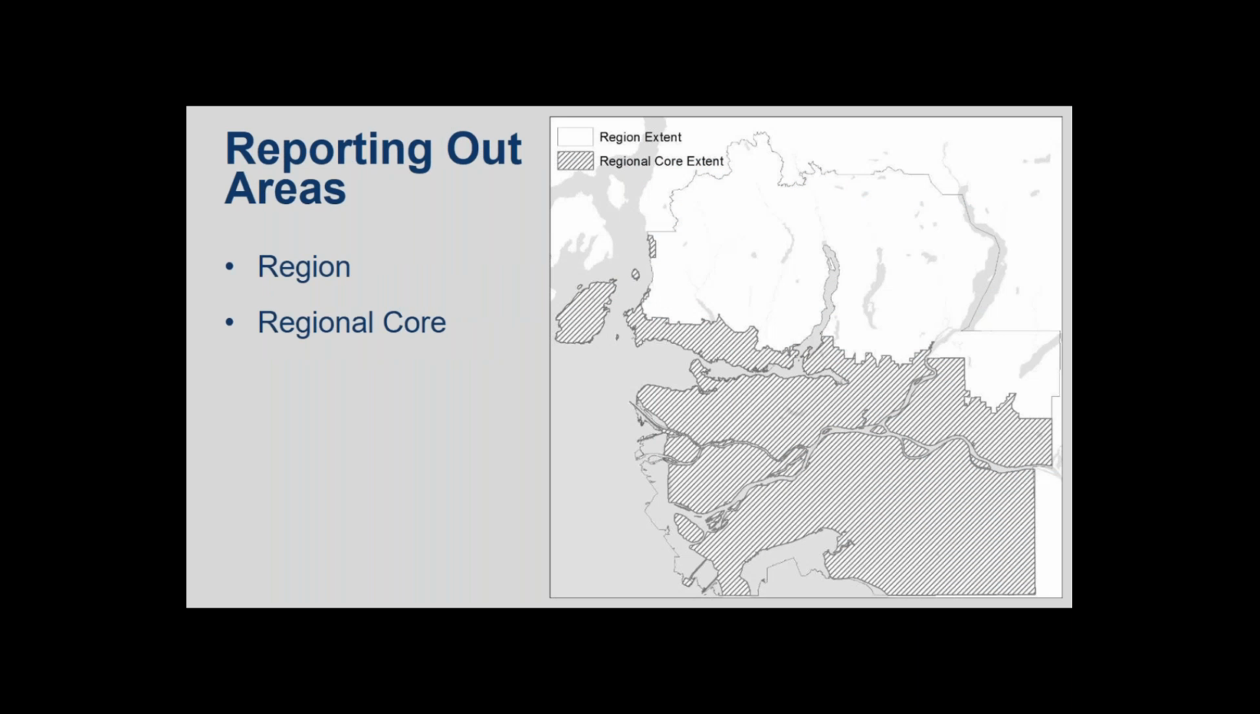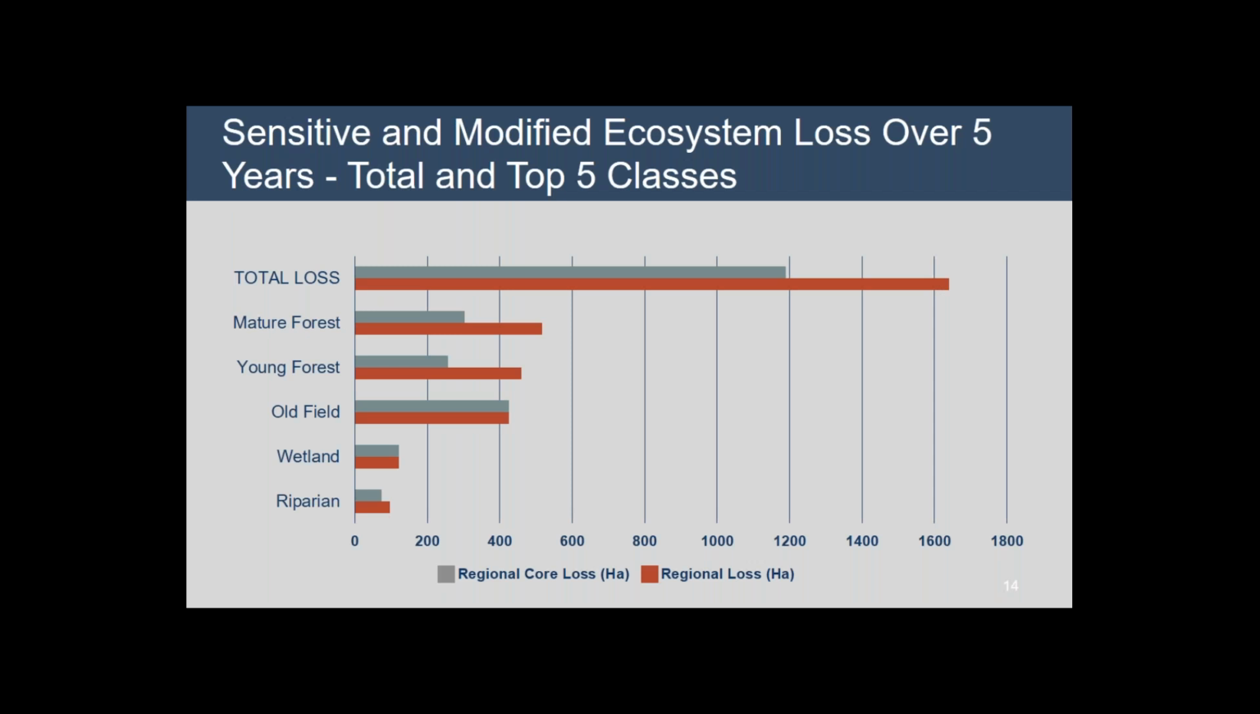So in reporting out the results, we usually refer to two main areas. We look at the full region and then the regional core, shown here in hatched. And this is the more urbanized southern part of the region. It excludes the large protected areas in the north, the estuaries, and the other high elevation areas. And it's really intended to give us a clearer view of what's happening in the areas where local governments are making decisions and actions are going to have the most impact.